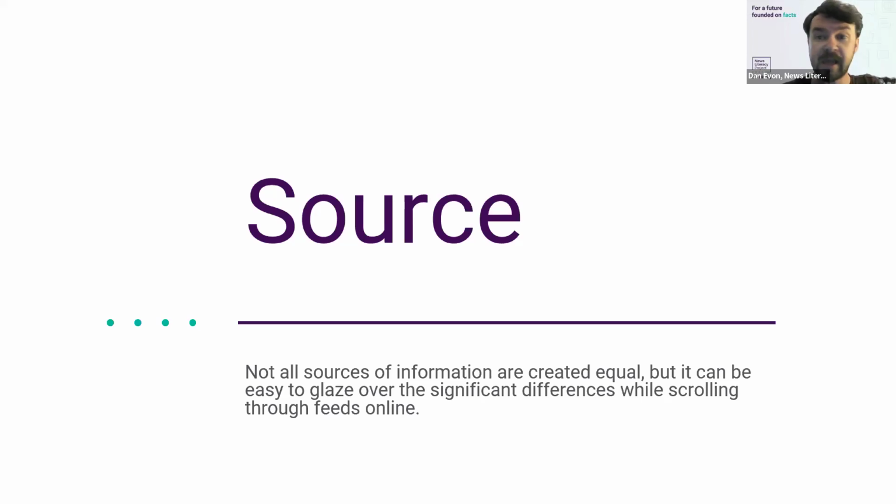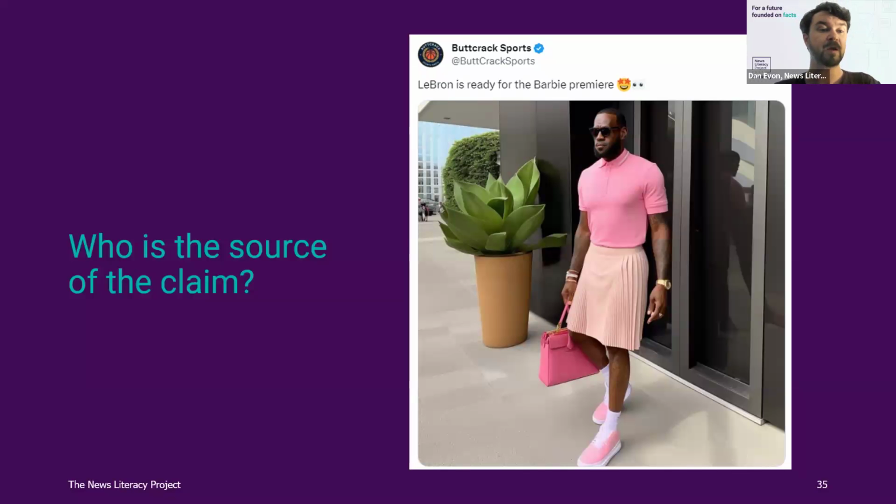But if you want to add one easy, quick fact-checking skill into your normal social media diet, taking note of who is sharing the content with you is quick and easy and often reveals a lot of information about the content that you're seeing. So let's look at this post. Sorry, this is a LeBron heavy slide, but let's take a look at this post about LeBron James going to the premiere of Barbie. So this is an AI generated image.